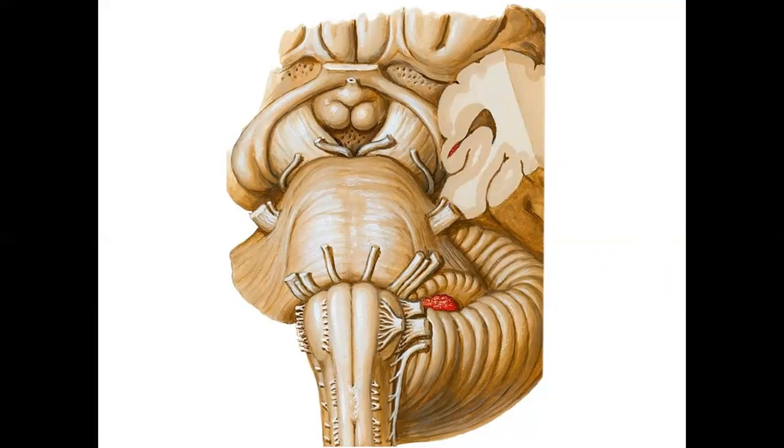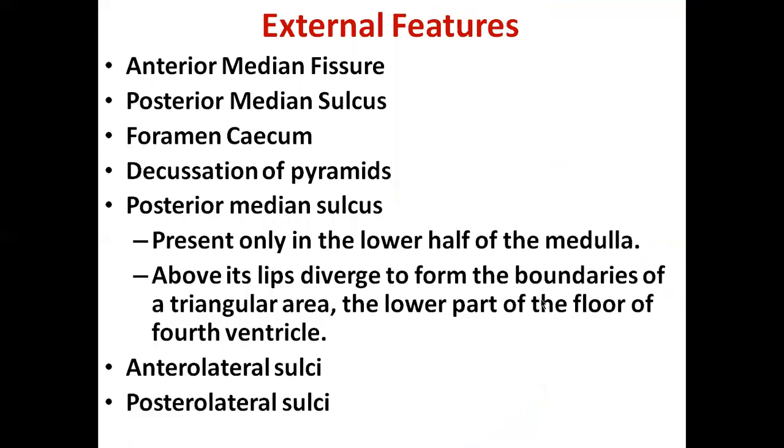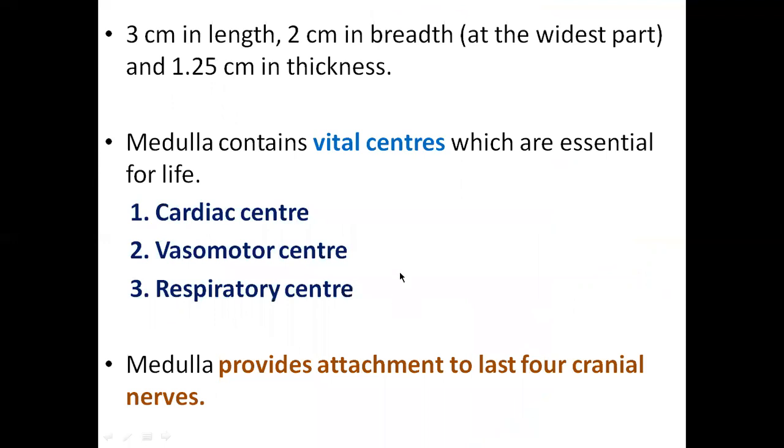Okay. The important vital centers present in the medulla are the cardiac center, which is for the heart rate, the vasomotor center, which is for the blood pressure, and the respiratory center. The medulla provides attachment to the last four cranial nerves, which are cranial nerves number 9, 10, 11, and 12. So these four cranial nerves are attached to the medulla.